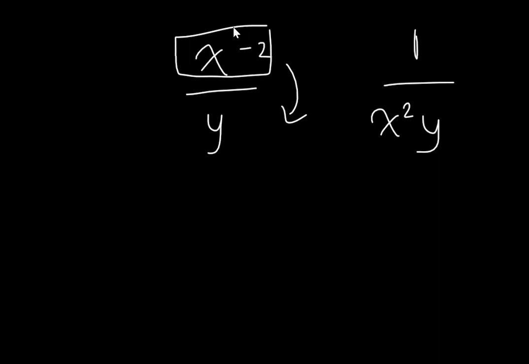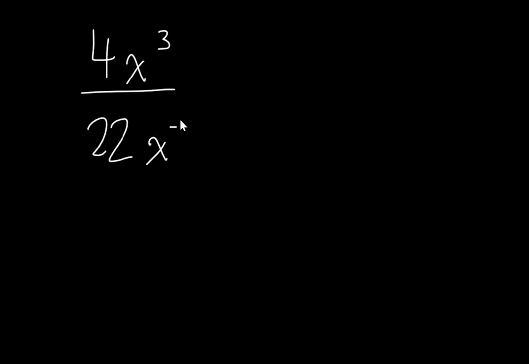Okay, let me see. Your last question was 4x to the third divided by 22 x to the negative third. Alright, so it looks like you know how to factor. First of all, we know that we can divide both sides by 2. You're just having trouble knowing where the x goes.